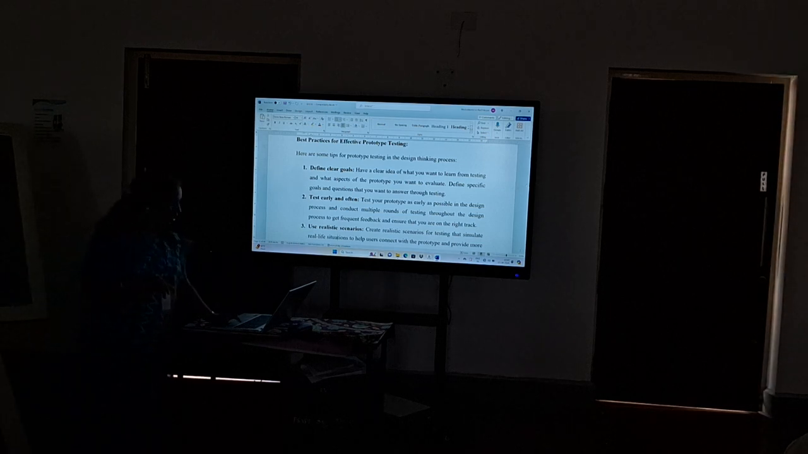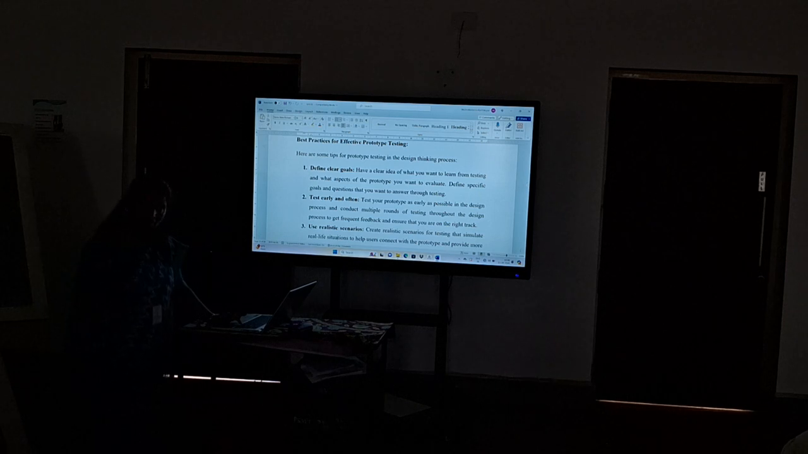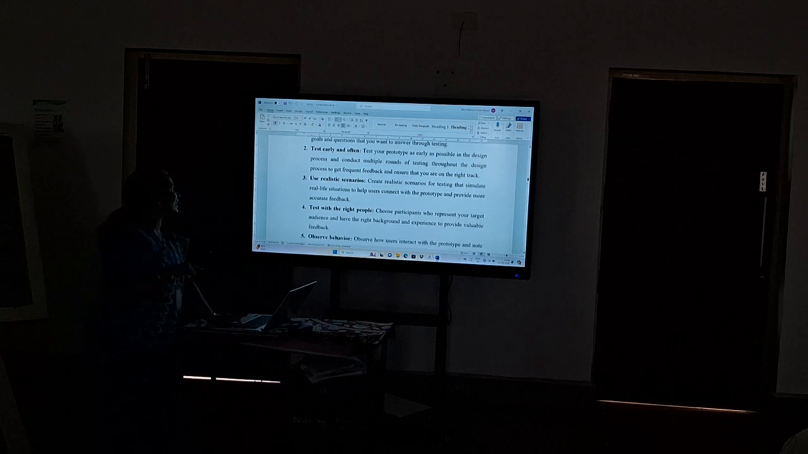Test early and often. So frequently, from the beginning of making the prototype onwards, we should test it. That's early testing. We start testing with sketching, next the physical model, next some other things you are including in that. As and when you add things into your prototype, you have to test it. Test early and often. Use realistic scenarios.